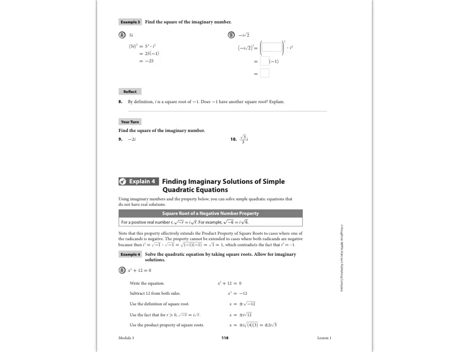Okay, looking at the next page, example 3. The book has already done example A, 5i, and we want to square that term. So we're going to raise the entire quantity to the second power. Remember our product rule. That means we have 5 to the second times i to the second. 5 to the second is 25. i squared is negative 1. Multiply and you get negative 25.